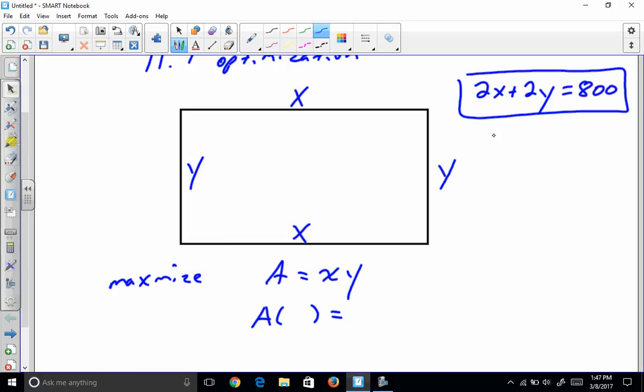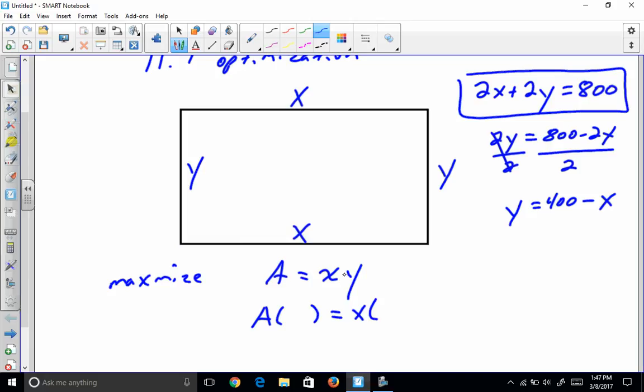So if we solve this for y, we would move the 2x over. So subtract 2x from both sides, and we can divide both sides by 2. So 800 divided by 2, 2x divided by 2. The 2's would cancel, leaving us 1x. So this relates x and y. If you tell me how long it is, I can tell you how wide it is. So we're replacing y with 400 minus x.